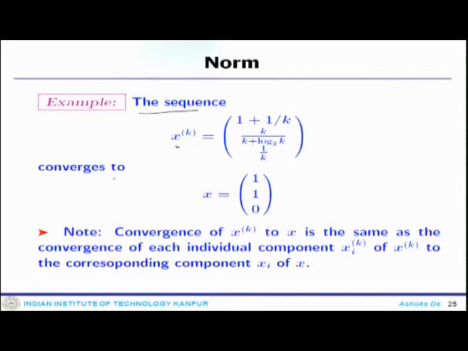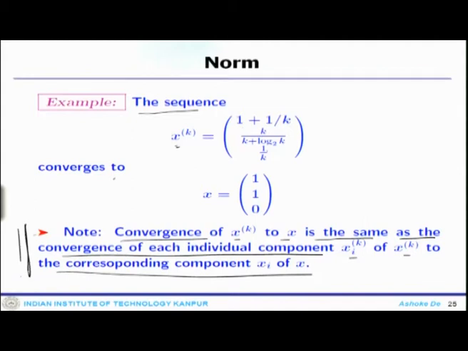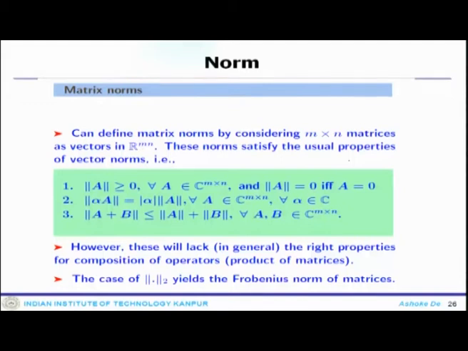This will converge to 1 1 0, and the convergence of xk to x is the same as the convergence of each individual component xik of xk to the corresponding component xi of x. So, you can see how the equivalency property is used to look at the convergence of this system.